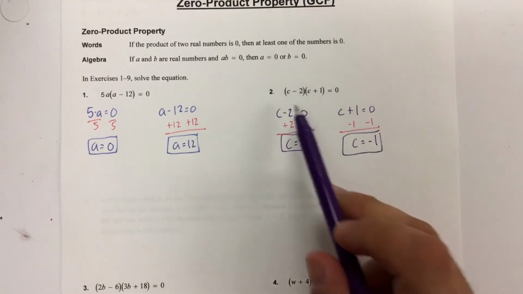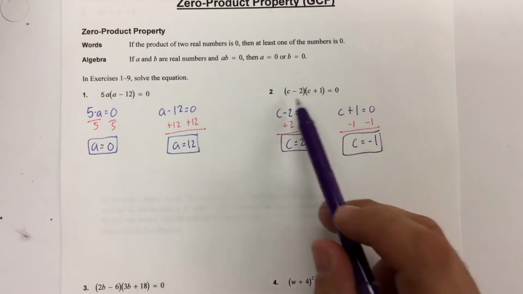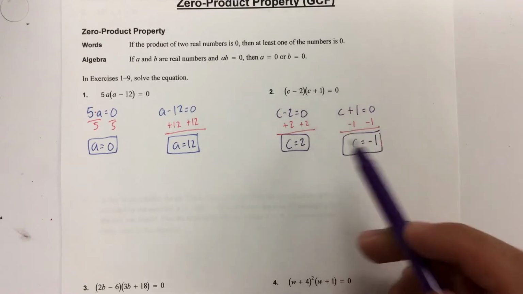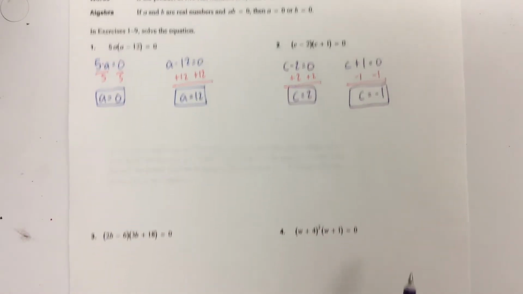And you can always plug these back in, and you'll verify that it does equal 0. Like 2 minus 2 is 0. 2 plus 1 is 3, but 0 times 3 is 0. So the answers will check out. All right, let's take a look at 3 and 4.